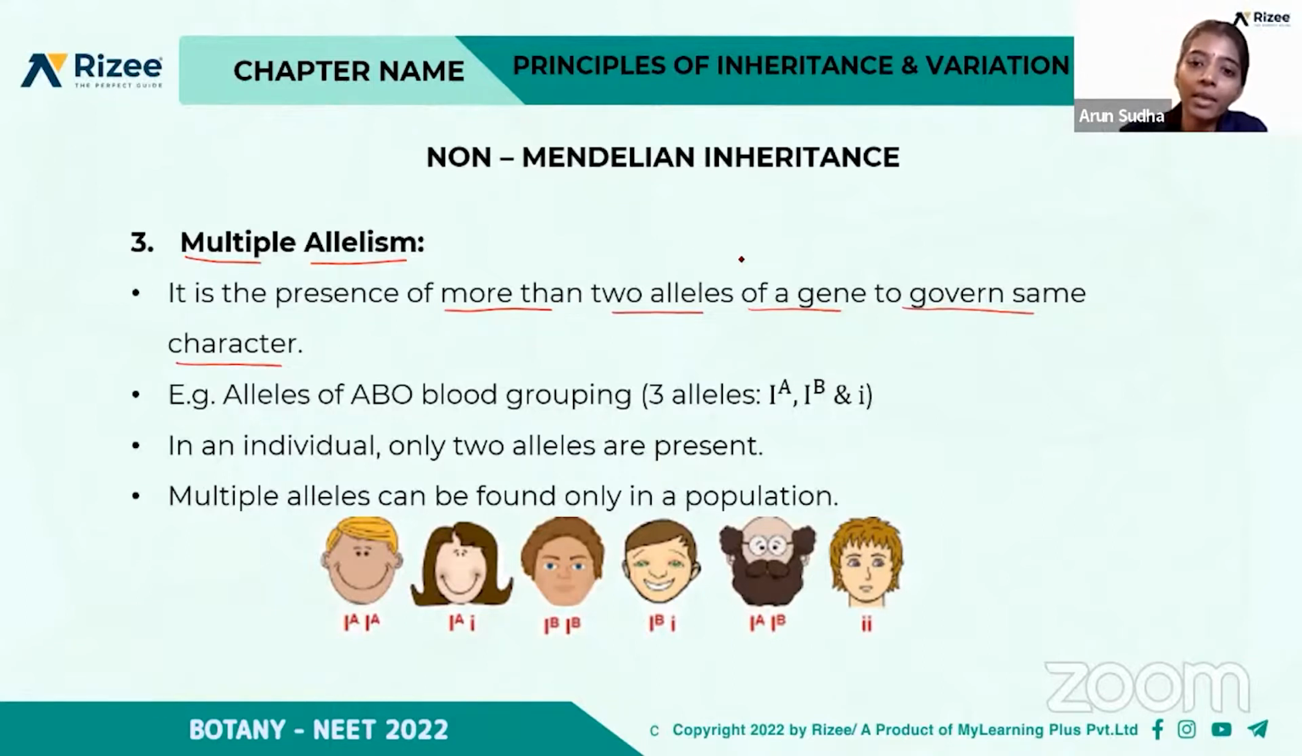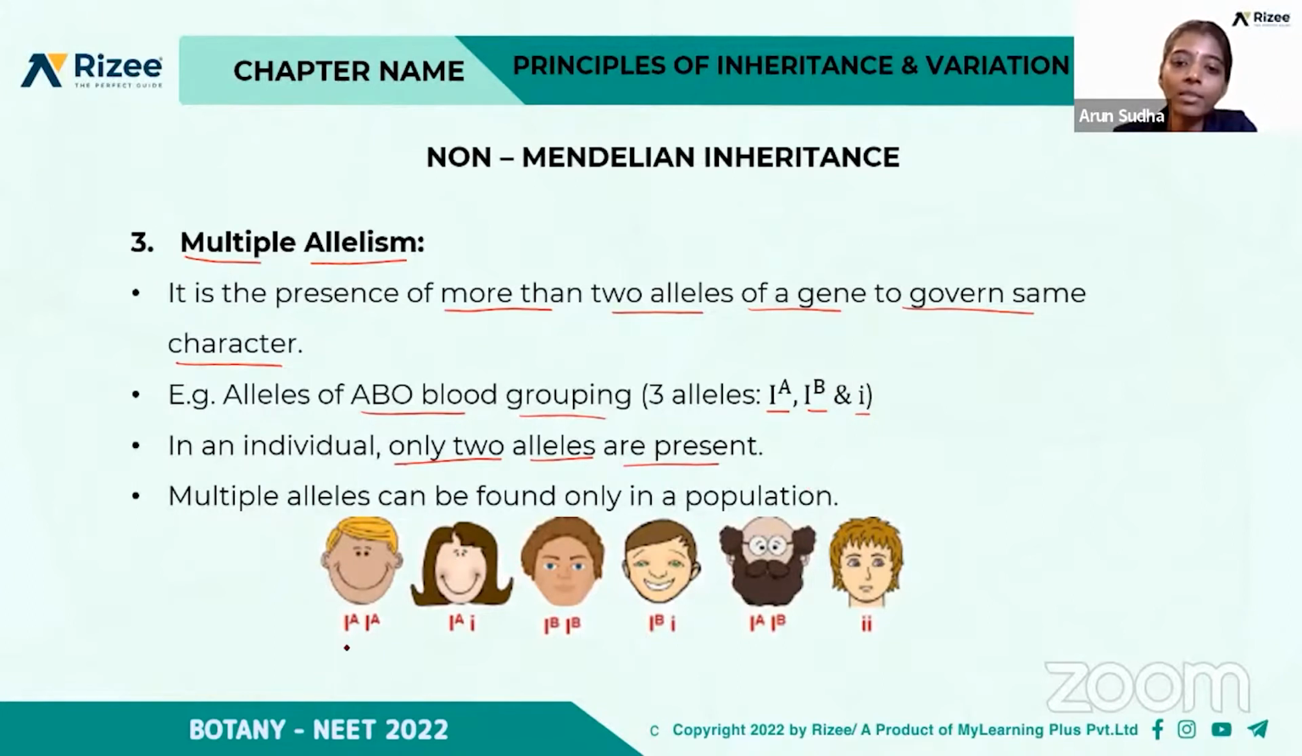But here, if you take the ABO blood grouping, 3 alleles are present. That is IA, IB, and i. But since humans are diploid, only 2 alleles are present in an individual. So any 2 alleles may be present in a particular individual, and multiple alleles can be found in a population. If you take a population or many people, we can find the multiple alleles.